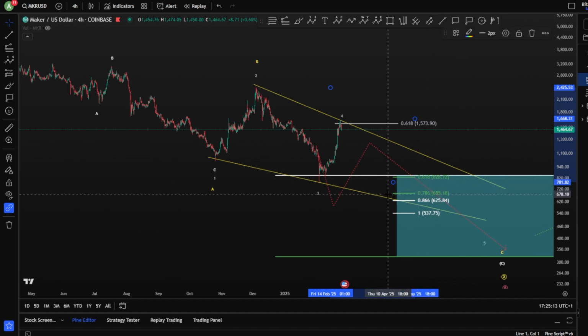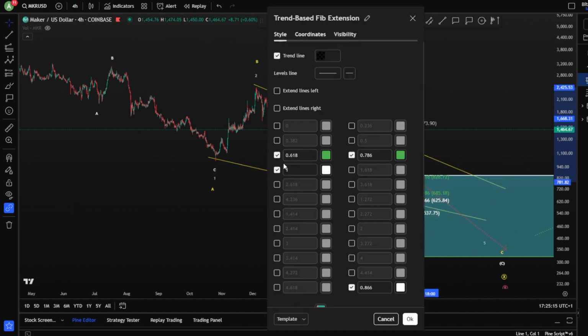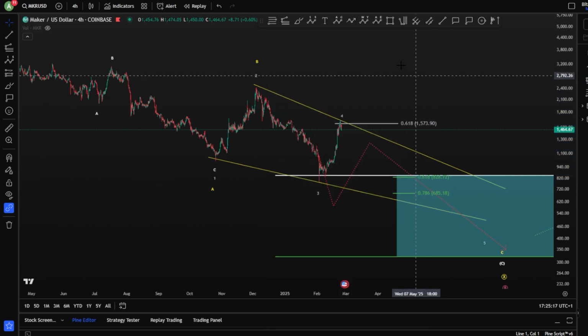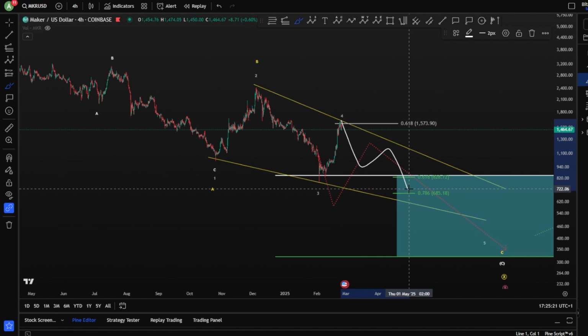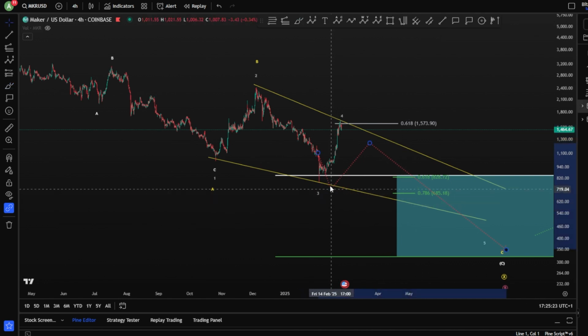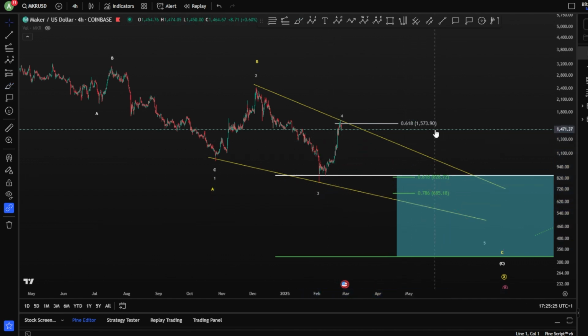The 0.685 is much more likely to be hit perfectly for a wave 5, meaning you would like to see A, B, and a C hitting exactly this one. So yeah, I can remove the path anyway. Basically this is our target, 0.685, in an A, B, and a C zigzag toward the downside.